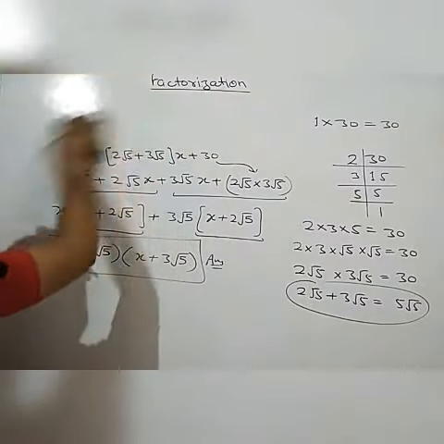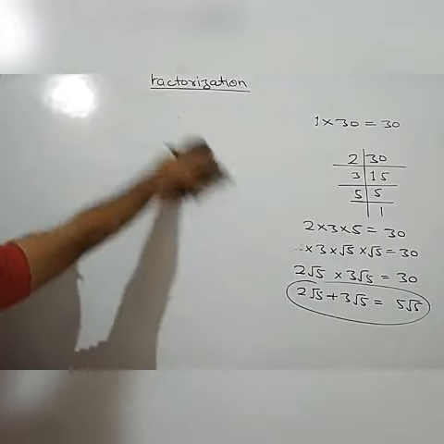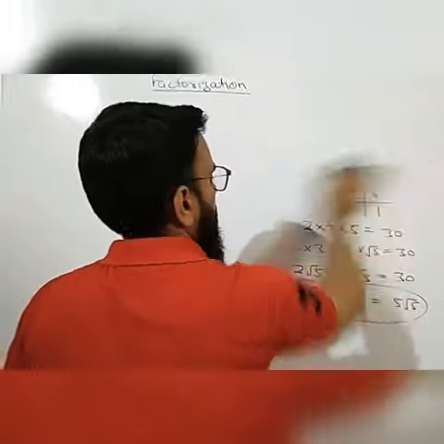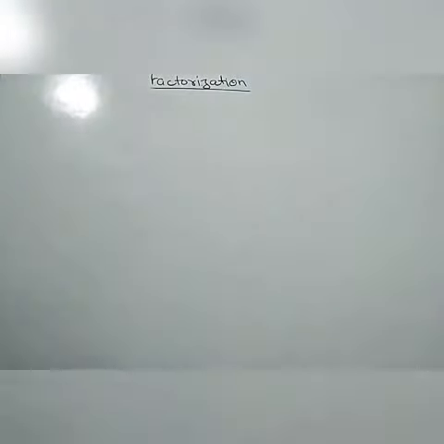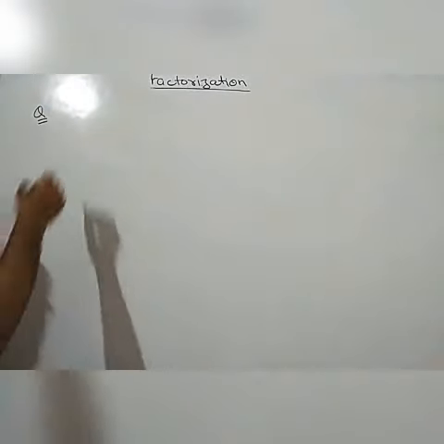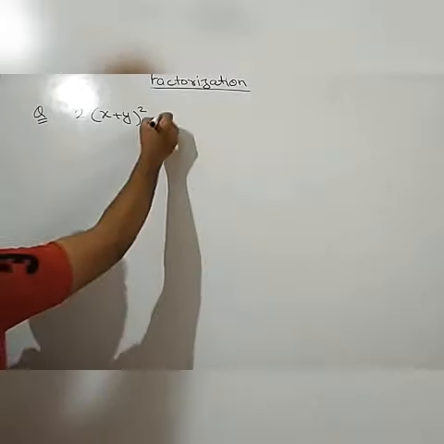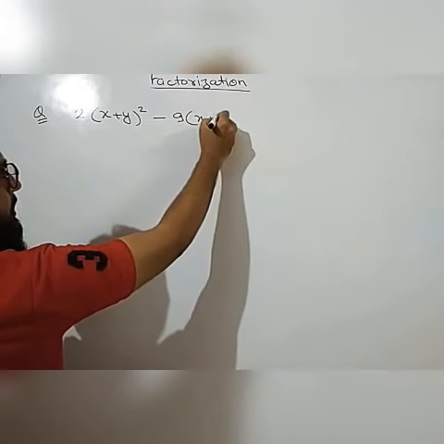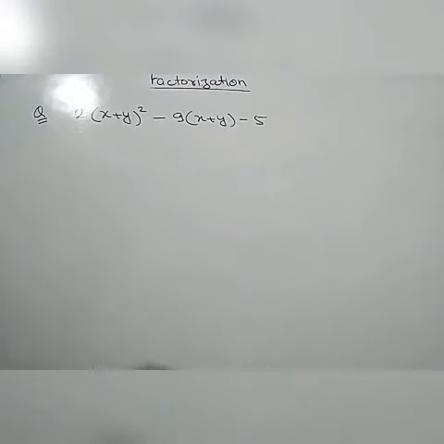Now coming to the next question. Question is, 2 into (x plus y) whole square minus 9 into (x plus y) minus 5. Now we have to factorize this expression.